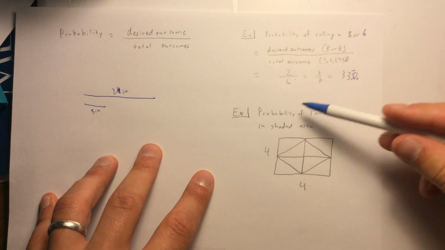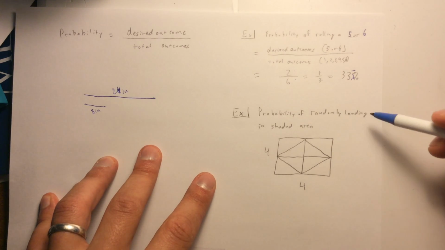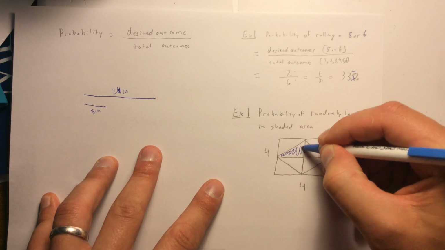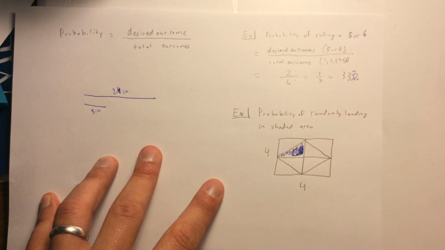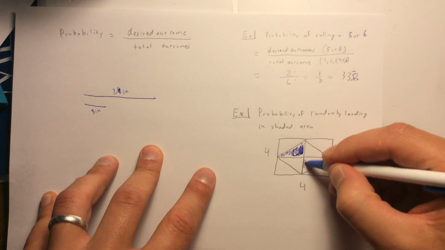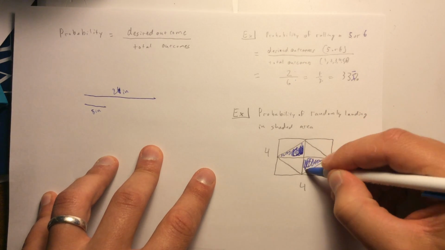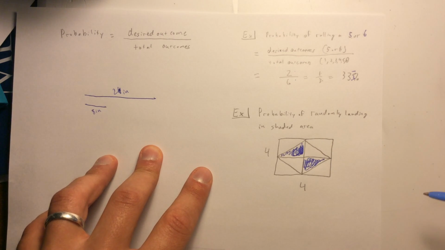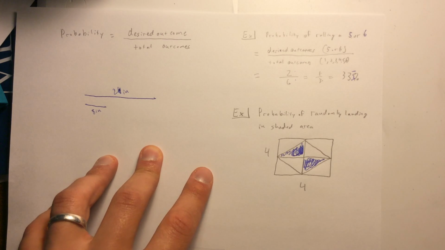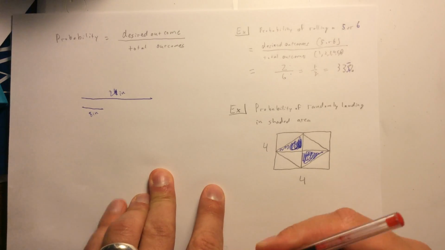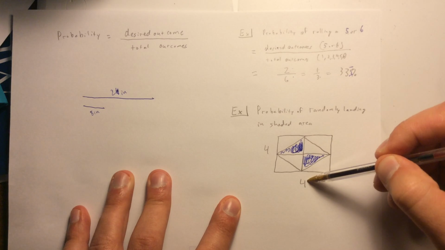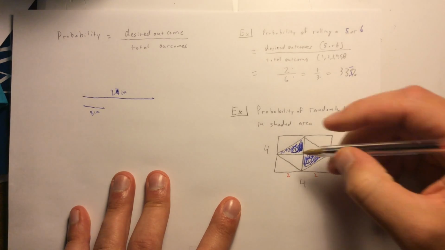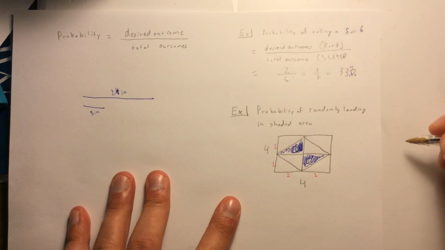So, what if we had this problem? Probability of randomly landing in the shaded area. I'm going to shade this part right here, and I'll also shade this part right here. So let's say you had to land in those spots. What's the probability? Well, here's what I'm going to do. This is 4 and this is 4. So that means this has got to be 2 and this has got to be 2, and this is 2 and this is 2.